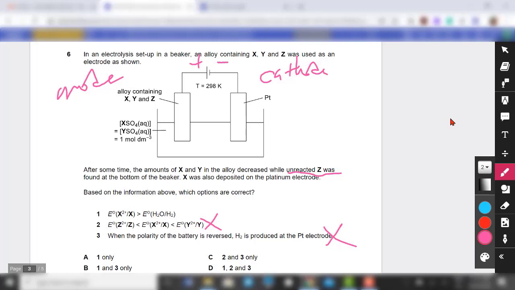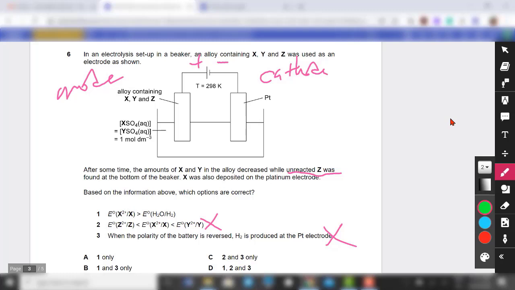Okay, so option 3 is wrong. So if 2 is wrong, 3 is wrong, 1 has to be correct, but that's kind of rubbish because we have to plow through all the options to ensure that we're on the right track. If you look at option 1, it's a bit weird because they say that the X2+/X reduction potential is more positive than that of H2O/H2. It's a bit weird to have that. But if I simply give you some examples, it might help you to actually see how we can go about solving this problem.